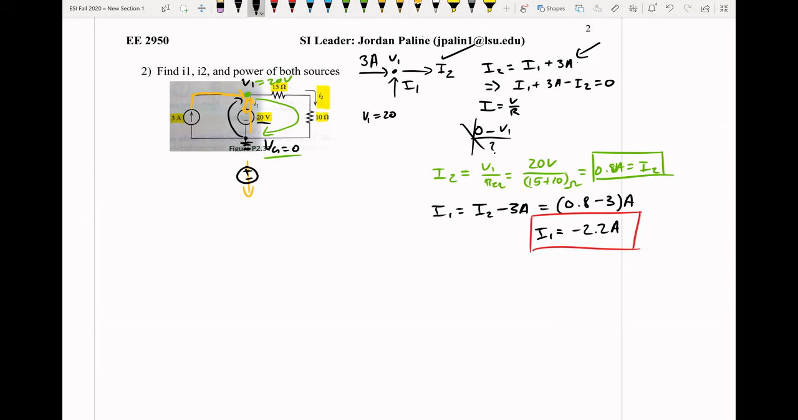We can come over here and say power of the battery is equal to VI. And since the current is going to hit the 20 volts from the positive terminal with 0.8 amps, I'm sorry, 2.2 amps, this will give us positive 44 watts for the battery, which is absorbing.